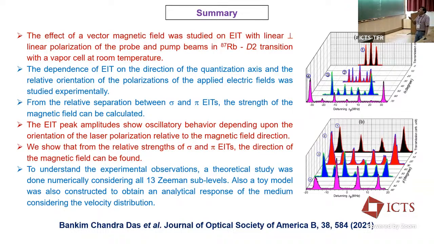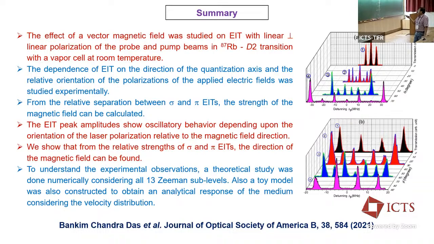Now, what we finally found out is the dependence of EIT on the direction of the quantization axis and the relative orientation of the polarizations that we put on the applied electric field. So that we found out experimentally. And since they spread out with the total magnetic field, from the relative separation of sigma and pi EITs, the strength of the magnetic field can be calculated.